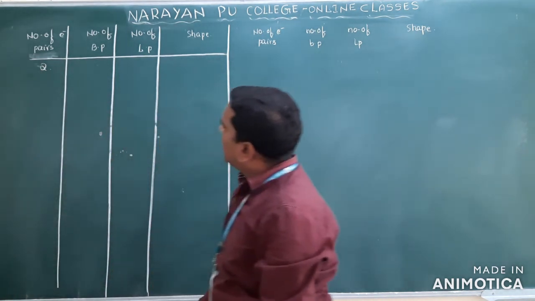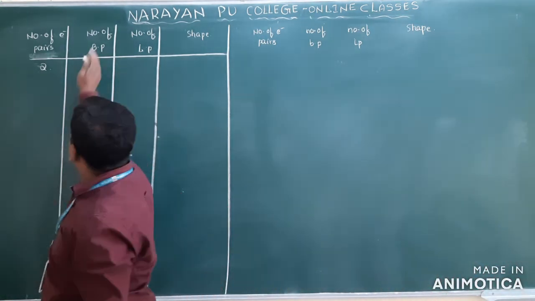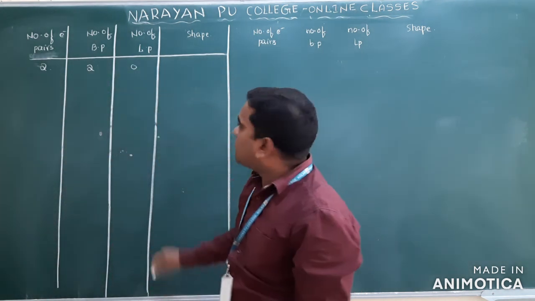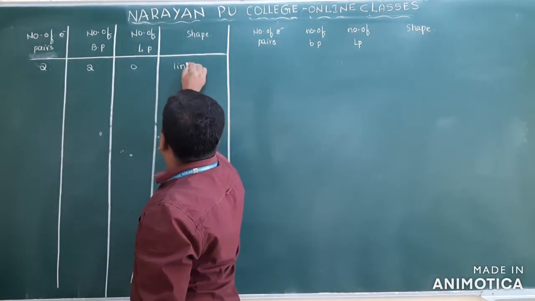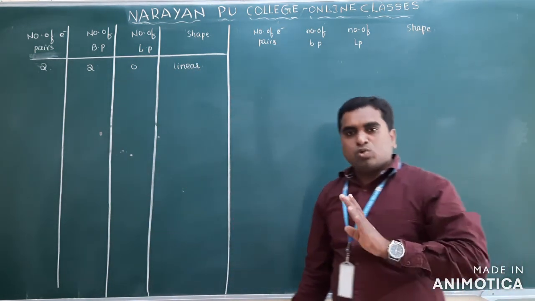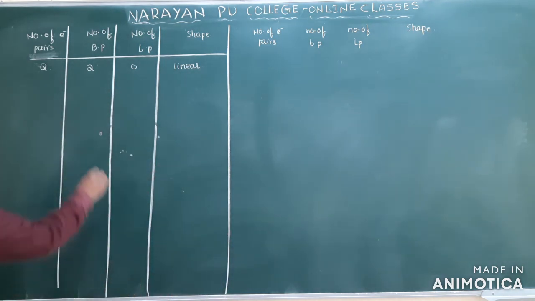Number of electron pairs 2. Clear? Number of electron pairs are 2 and number of bond pairs 2. There is no lone pair. What is the shape of the molecule? The shape of the molecule is linear. Always remember, when there are 2 bond pairs and no lone pair, the shape of the molecule is linear. Clear? So this is all.